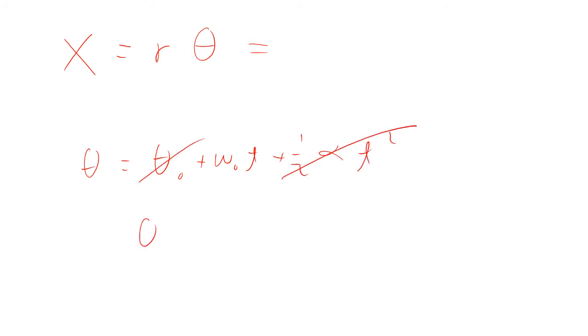Well, the distance is going to be R times theta. If you're going at constant speed, remember theta equals theta naught plus omega naught t plus 1/2 alpha t squared. At constant speed, theta is just going to be omega naught times time. And so that means this would be R times omega naught times time.